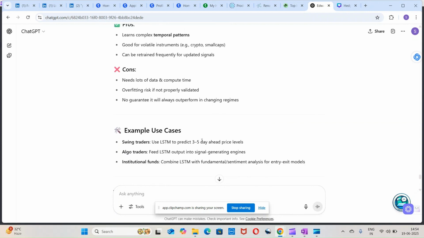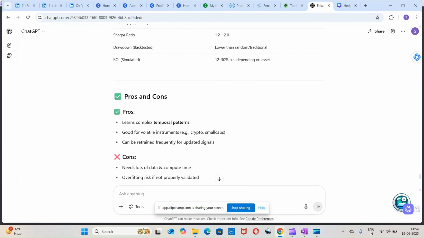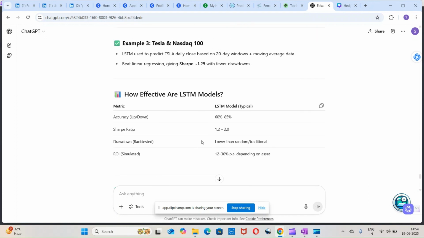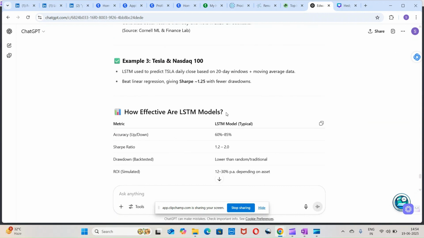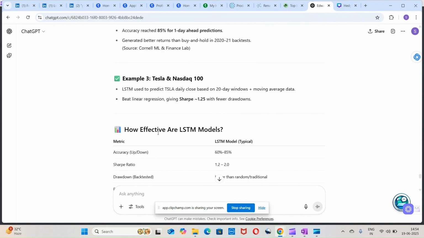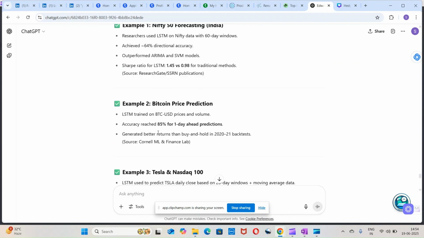So this is the LSTM AI model, guys, which is used in trading, and it's providing better results, like ROI of 12 to 30% and accuracy of 60 to 80% with a Sharpe ratio of 1 to 2. It's beating even linear regression, ARIMA, and SVM models in forecasting.